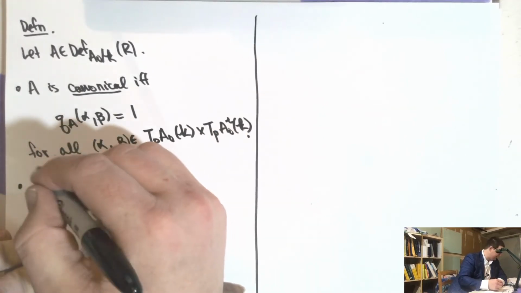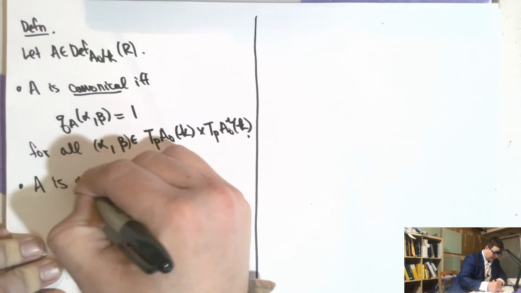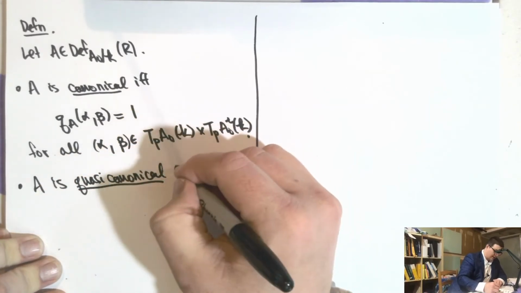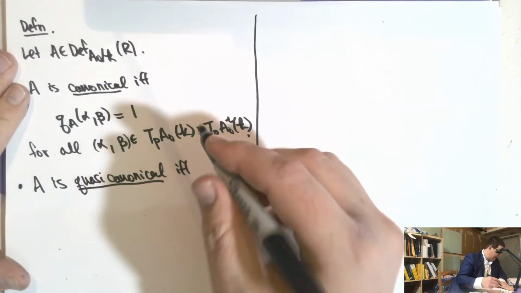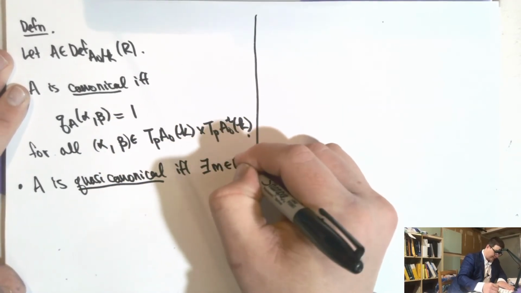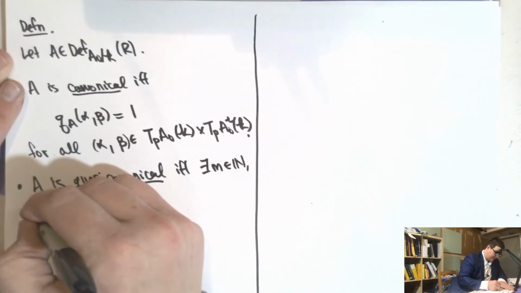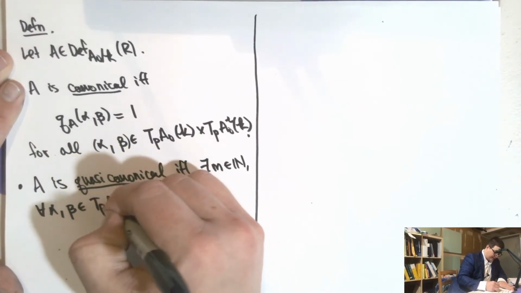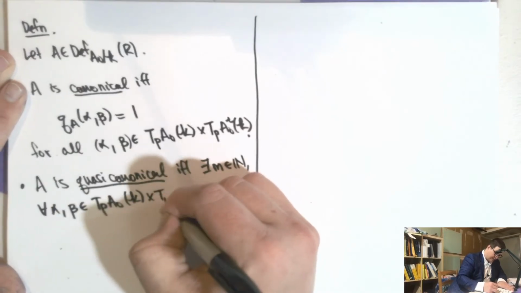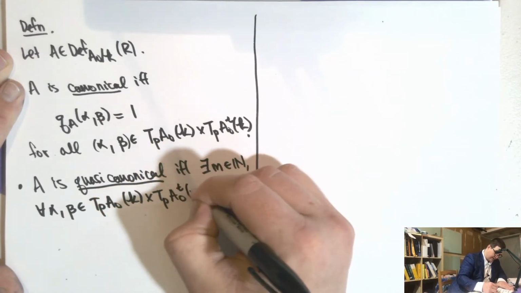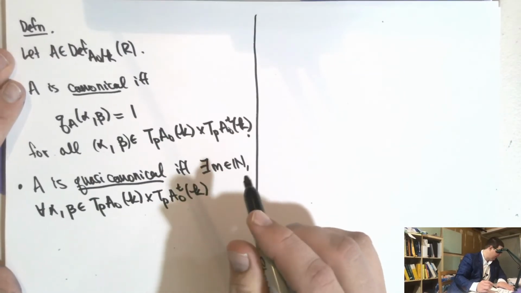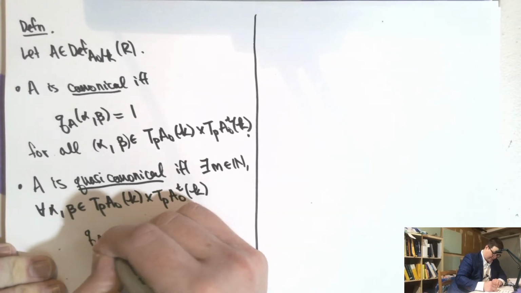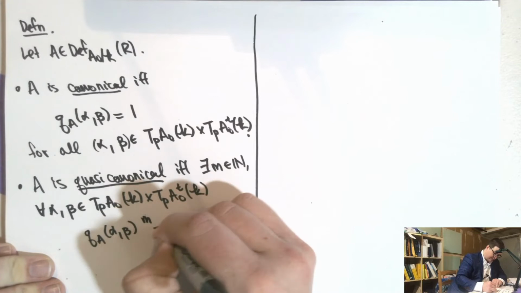A is quasi-canonical if and only if there exists some M in the natural numbers such that for all alpha, beta in T_p A0 of K cross T_p A0 transpose of K, we have that q_A(alpha, beta) to the M is equal to 1.